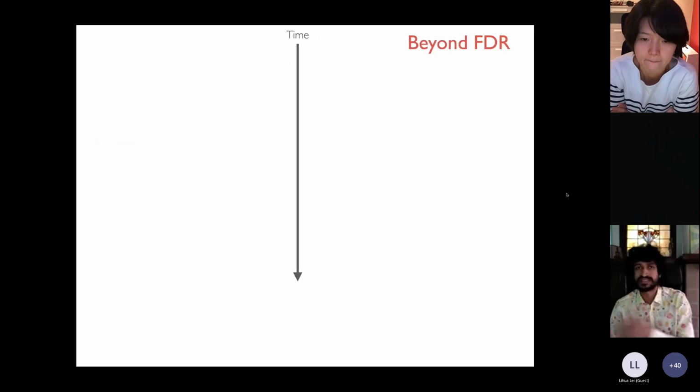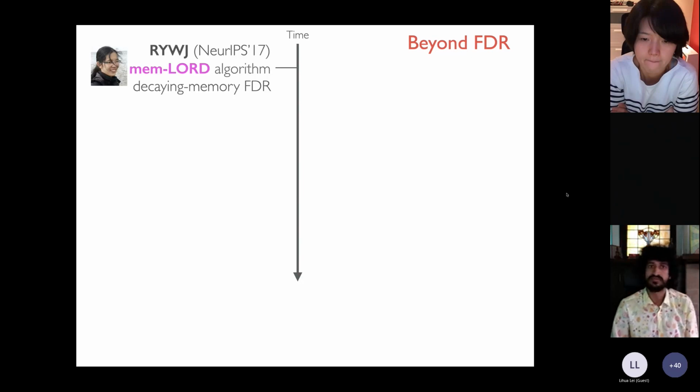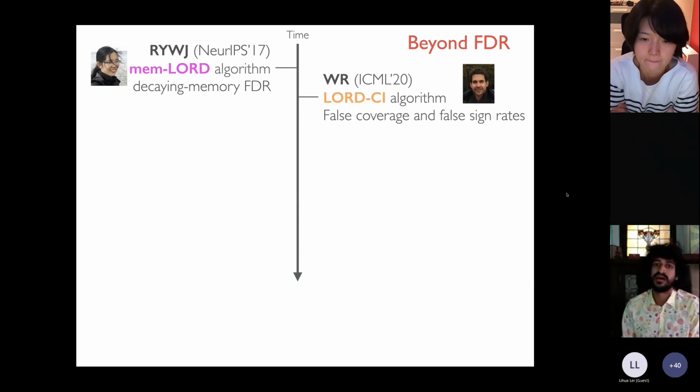But there's been a lot of work that's extended this beyond FDR, the error metric of FDR itself. One might say, well, when I'm at time 100,000, why do I care about what happened at time 1 or time 2? And so you can say, I want to forget the past. And so you can extend FDR to this notion of decaying memory FDR that smoothly forgets the past. And you can adapt all of these algorithms to take into account this decaying memory. You can extend these to estimation instead of testing. So if you don't want to do false discovery rate, but you want to do false coverage rate or false sign rate, then there's LORD-CI for confidence intervals. And you can also do this for prediction intervals.